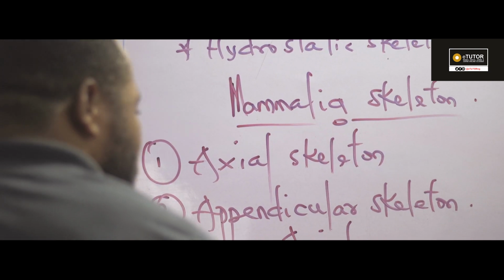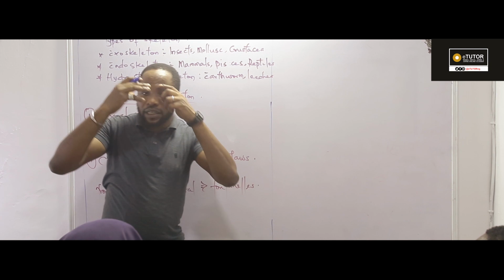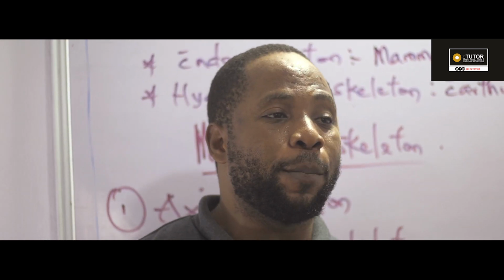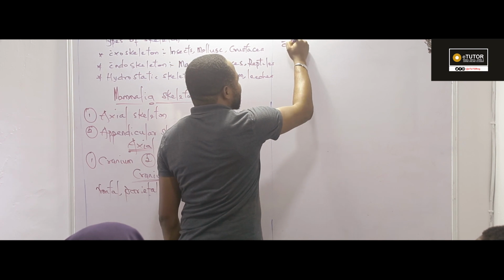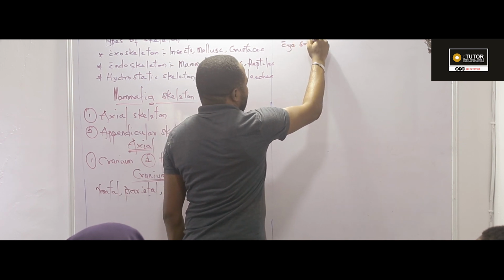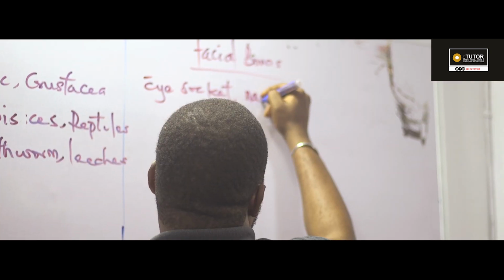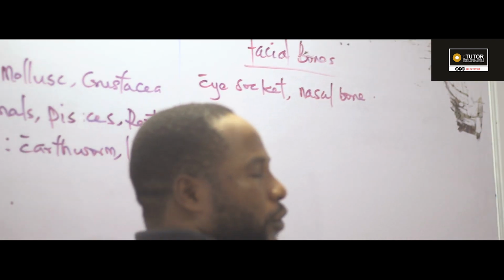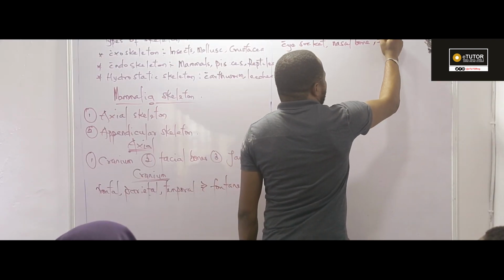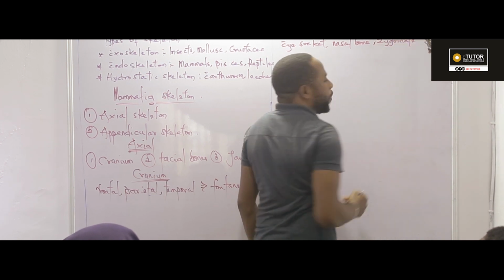The second one is what? Facial bones. This is the bone that supports the facial part of the body. It consists of eye sockets that support the eyes, nasal bone, the bone of the nose, and zygomatic, the bone of the cheek.